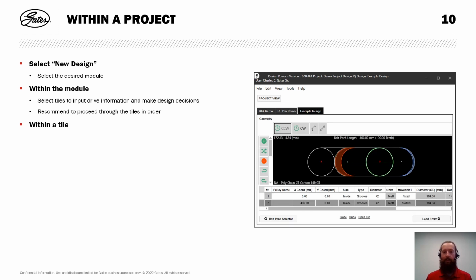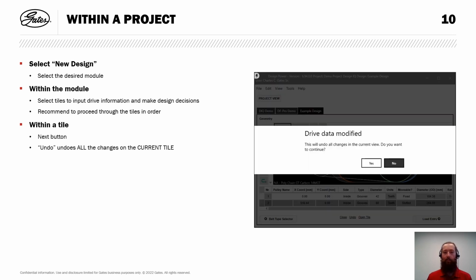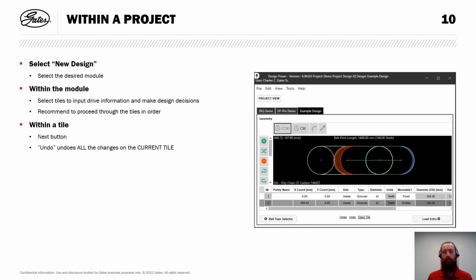This is Design IQ's geometry view, and I want to highlight a couple buttons within a tile. Specifically, the Next button allows us to move to the next tile. Undo undoes all of the changes on the current tile. So if I make some adjustments to my drive, both pulley size and belt length, then I click Undo, I'll receive a warning. It tells me all changes will be undone. If I select Yes, you'll see both my belt length and my pulley size have reverted back to my original.